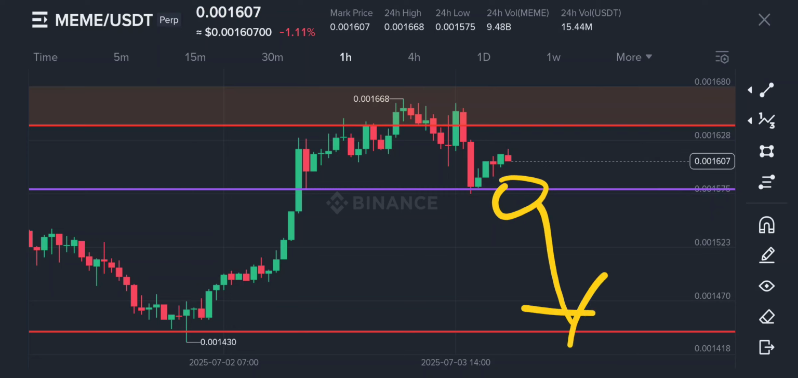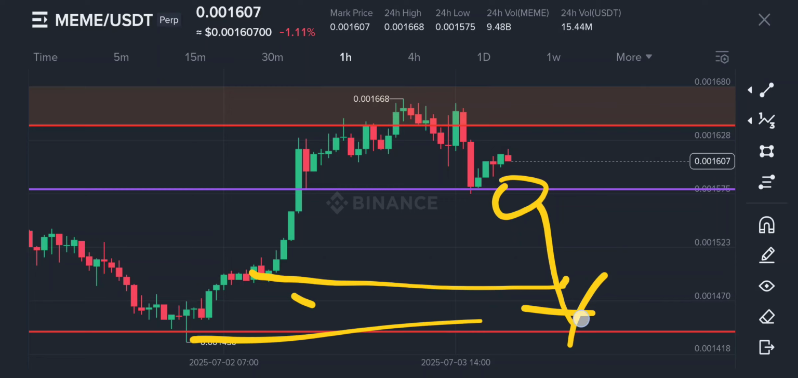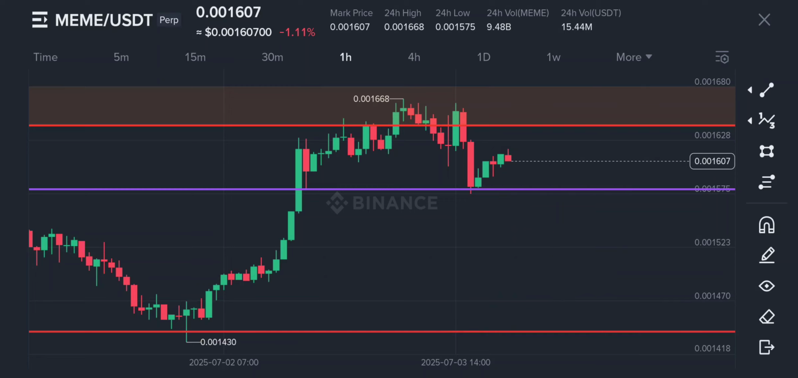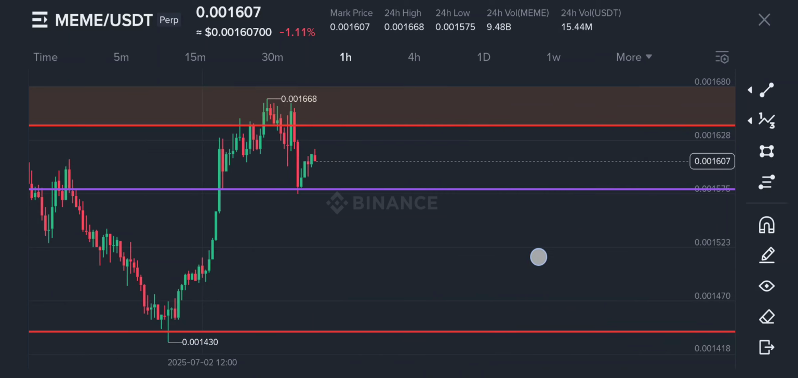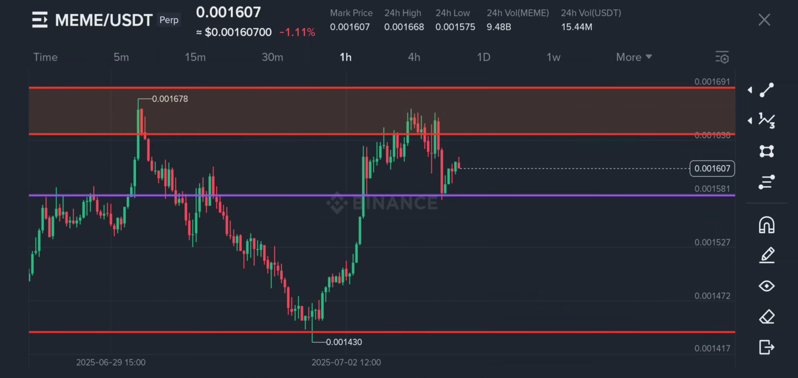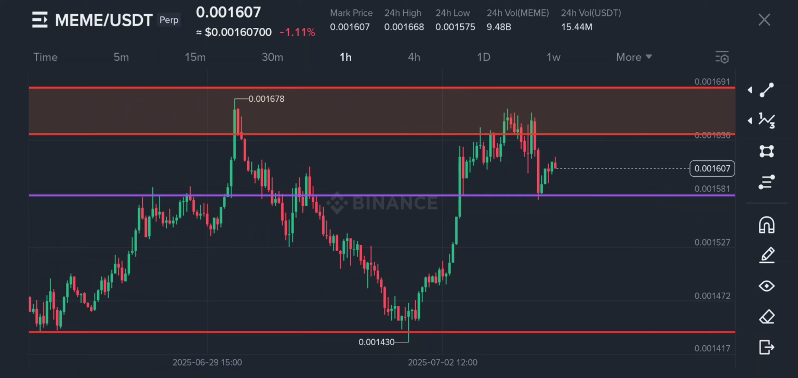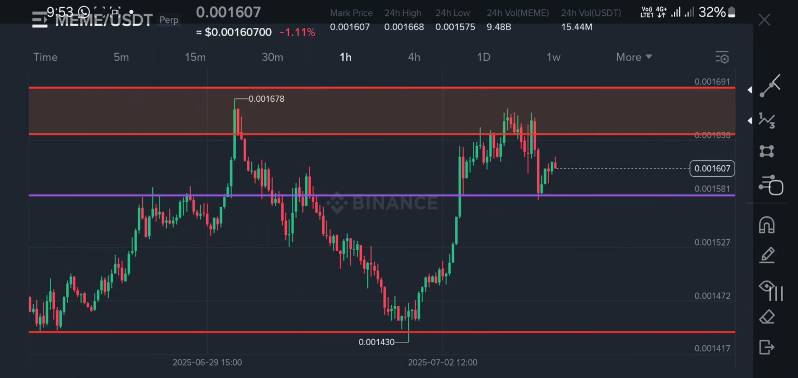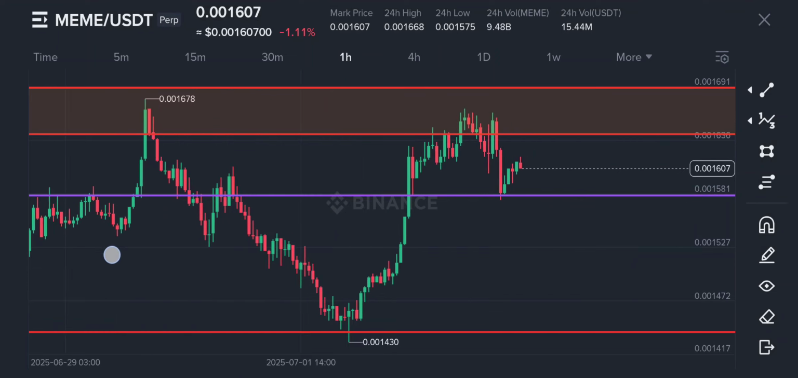And this is how you take profit. You take profit here. Take profit here. So that is the analysis, guys, on meme. We have done on meme and this analysis contains the analysis of 2 points. So you can look at it.